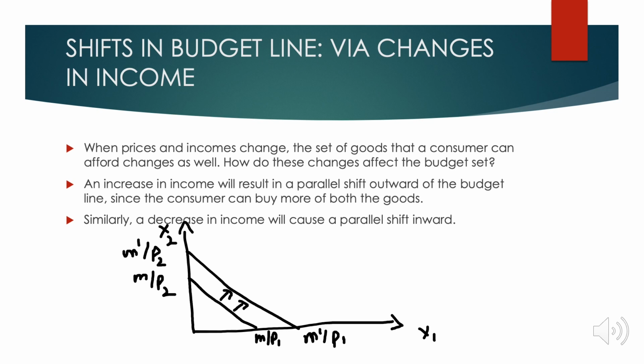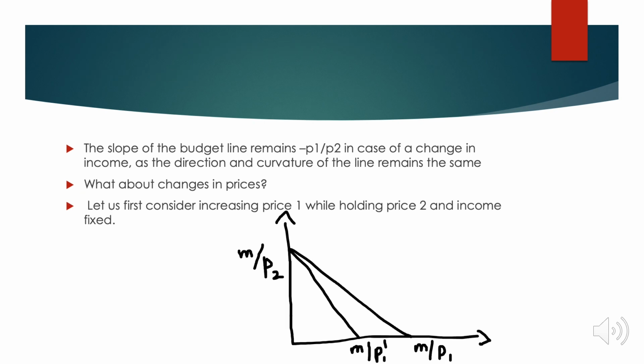Similarly, a decrease in income will cause a parallel shift inward. The slope of the budget line remains minus P1 by P2 in case of a change in income, as the direction and curvature of the line remains the same. Now what about the change in prices?